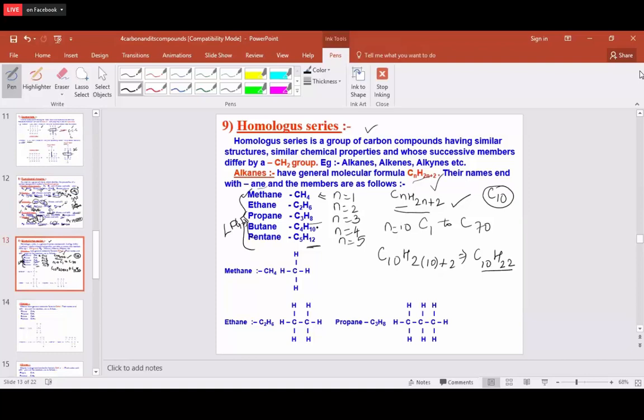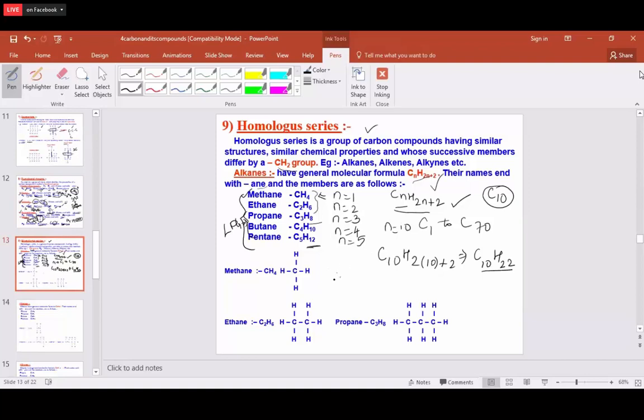And also, what is meant by "whose successive members differ by the CH2 group"? Here we are going to take the methane and the ethane. So what is the difference between these two? One is the CH4, another one is the C2H6.